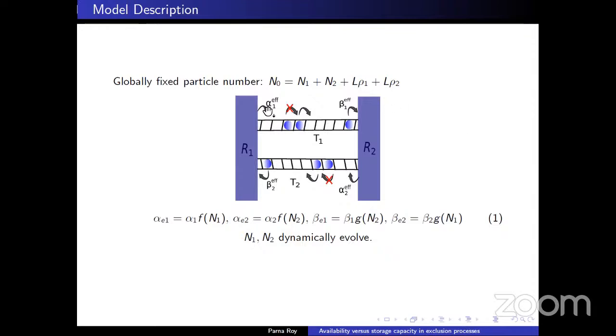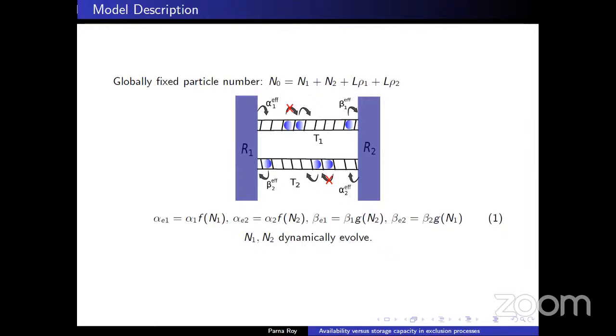So alpha 1 effective equals alpha 1 f of N1, where N1 is the number of particles in reservoir R1, and alpha 2 effective equals alpha 2 f of N2, where N2 is the number of particles in reservoir R2. This f is a monotonically increasing function of the number of particles in the reservoir. Now, beta 1 effective, that means the effective exit rate of particles from lane T1, is equal to beta 1 g of N2, and beta 2 effective equals beta 2 g of N1, where g is a monotonically decreasing function of the number of particles in the receiving reservoir.